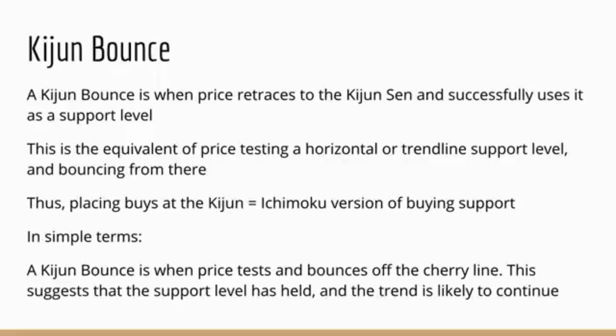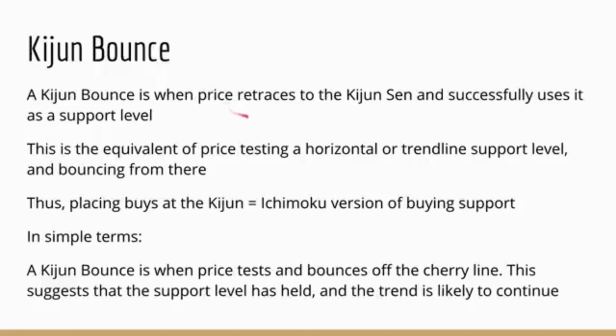Hence why one of the strategies that Carpe Noctem goes on about is placing buys at the Kijun, which is, again, the Ichi equivalent of buying support. So in simple terms, a Kijun bounce is when price tests and bounces off the cherry line. Hopefully I shouldn't have to explain this stuff for you now, but whatever, it helps. This suggests that the support level is held and the trend is likely to continue.